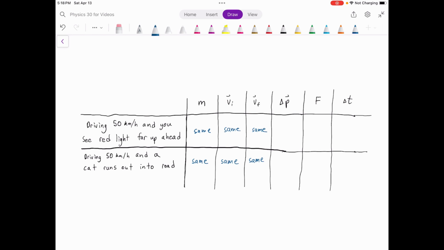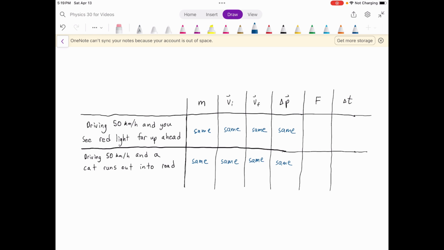Now, putting those ideas together, if the mass is the same and the final velocity and the initial velocity are the same between these two scenarios, well, the impulse has to be the same too, right? Initial momentum would be mass times V initial. Those are the same in these two situations. The final momentum would be mass times V final, and in both scenarios, V final is 0. So the change in momentum has to be the same, because the initial momentum and the final momentum are the same. So the impulse in both situations is the same.